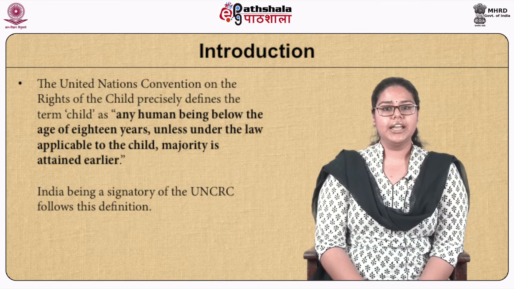emotional and physical growth. The concept of a child differs from culture to culture, hence it is necessary to know the universal definition of a child in general and for India in particular. Definition of a child and childhood. Biologically, childhood is a stage between infancy and adulthood. The United Nations Convention on the Rights of the Child, or the UNCRC of 1989, defines a child as any human being below the age of 18 years, unless under the law applicable to the child, majority is attained earlier.